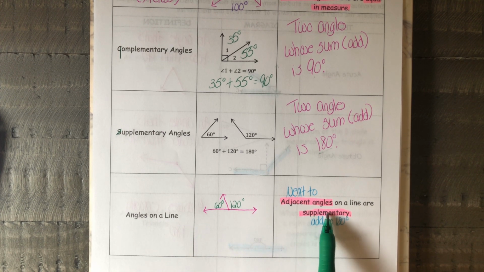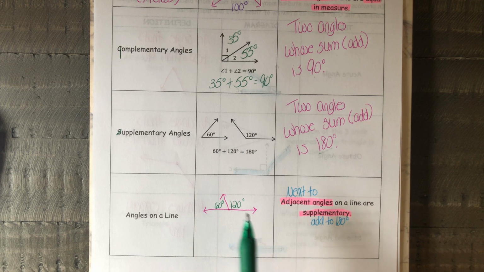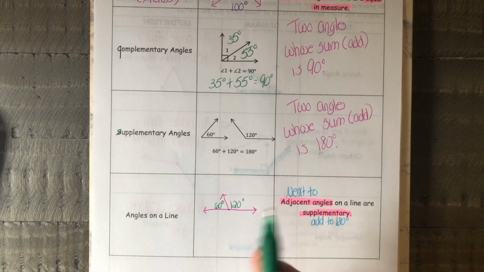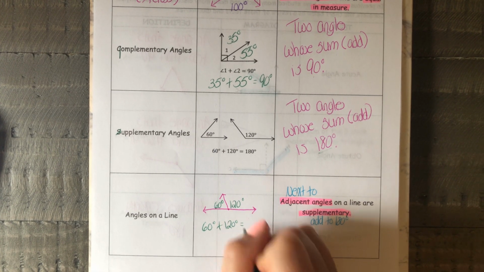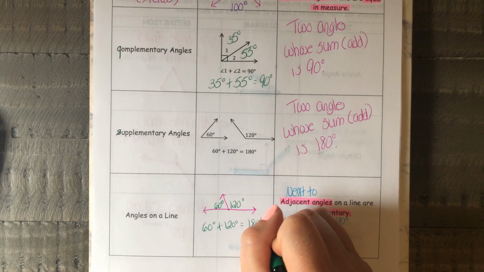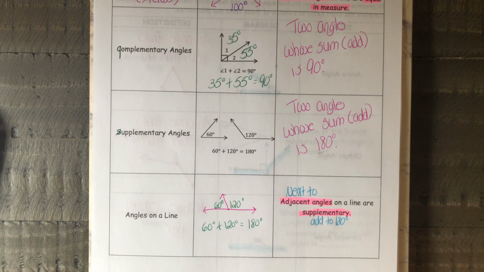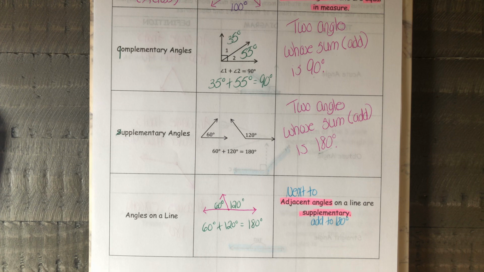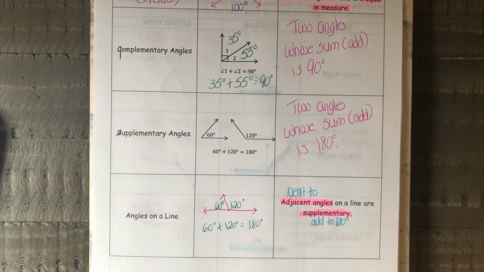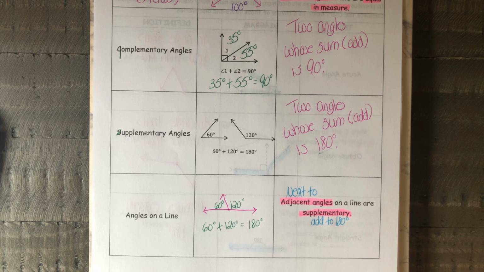and they should be supplementary, which means they add to 180. So I'm gonna go ahead and double check. 60 plus 120 equals 180 degrees. So I know that this diagram is true. And then we have our example here for angles on a line. Now, I don't want to give too much information at once, but showing it to you early is just going to help you as we move through the rest of the year.